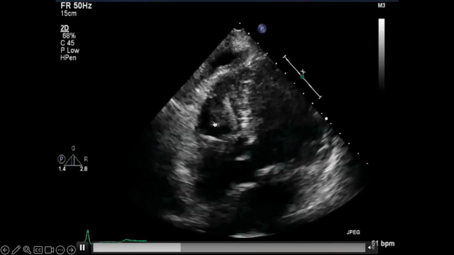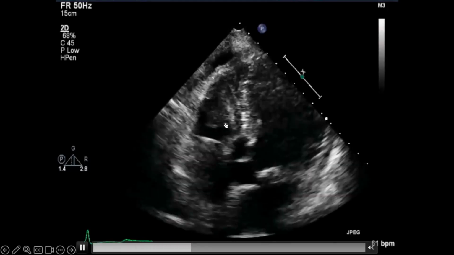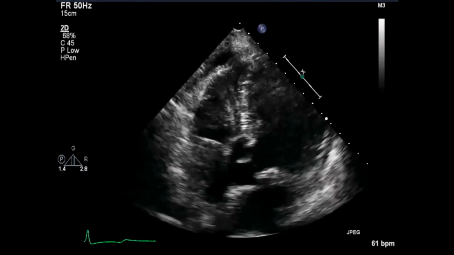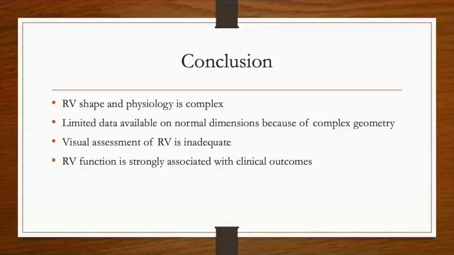Less so in terms of RV pathology, but these are things that you can see in the right ventricle, especially in the context of an ICD. Okay, I think that's all I have for the cases.